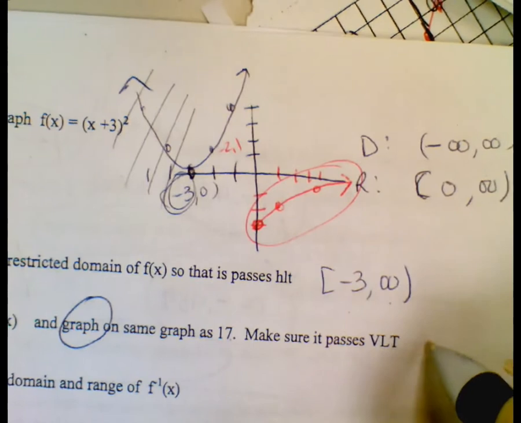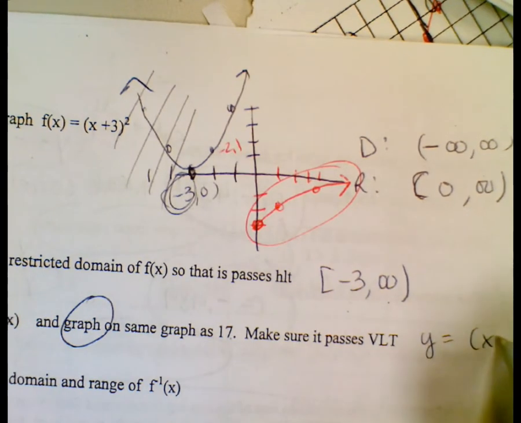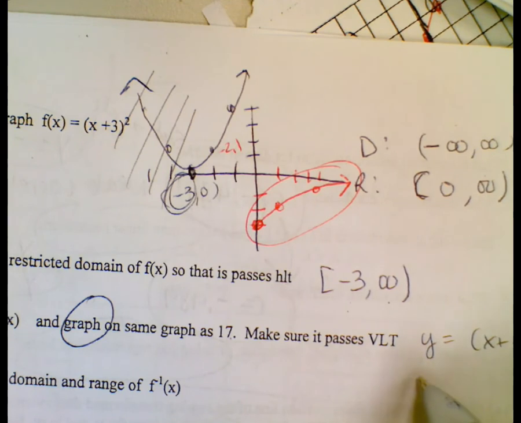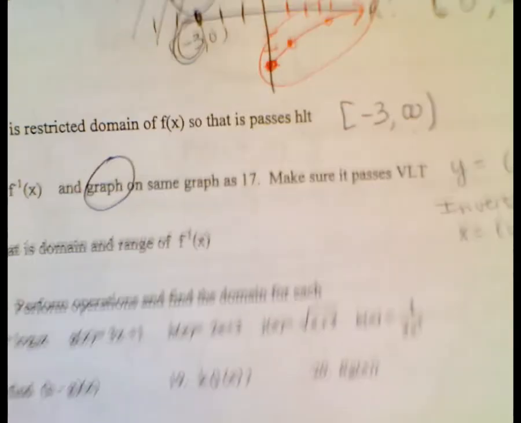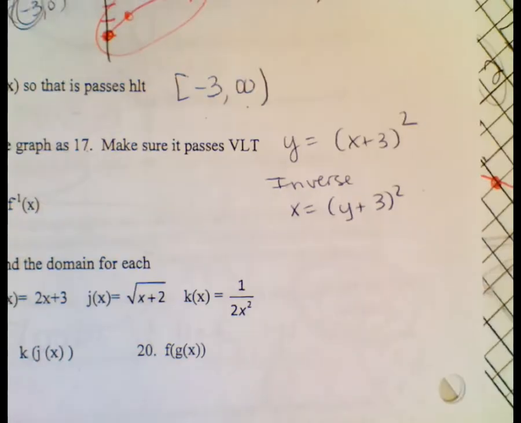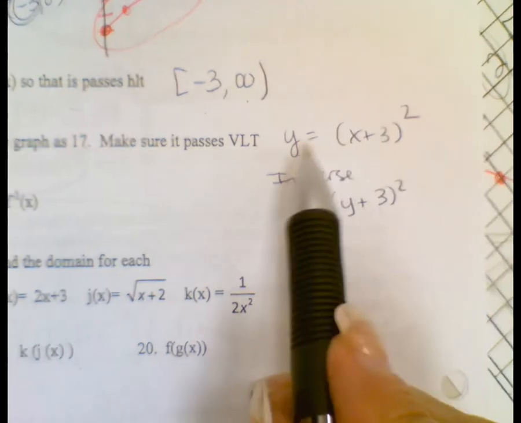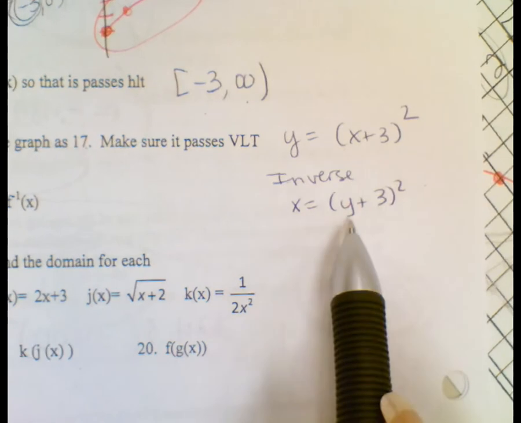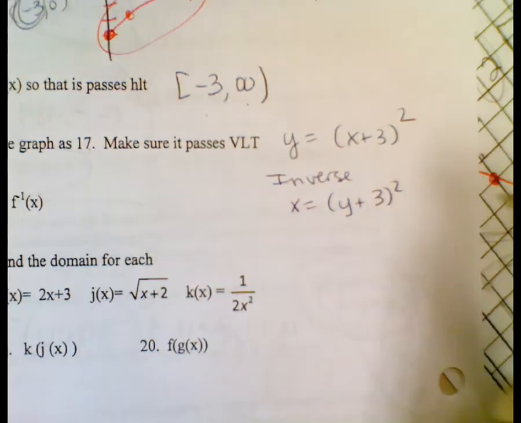So your original one was y equals (x plus 3) squared. Your inverse is switch. So finding the inverse, you switch x and y. Switch x and y. Okay, do you guys see that? This is the original, this is the inverse, and you have to solve for y.